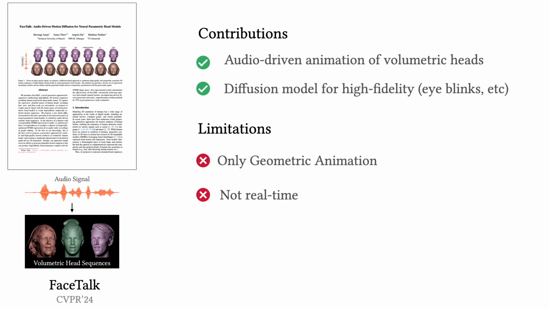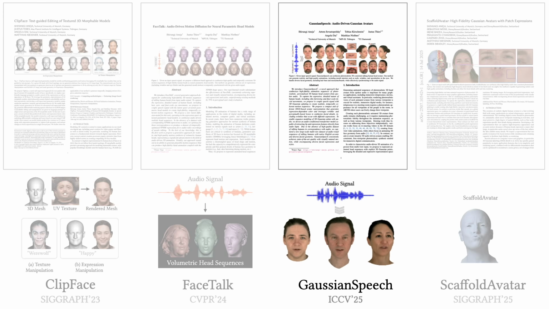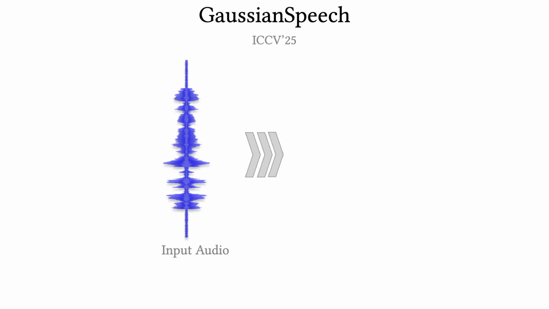However, it misses photorealism and can't be applied to real-time applications due to slow diffusion denoising. Gaussian speech addresses this by introducing the first real-time audio-driven textured 3D avatars. This enables photorealistic and free viewpoint animation.